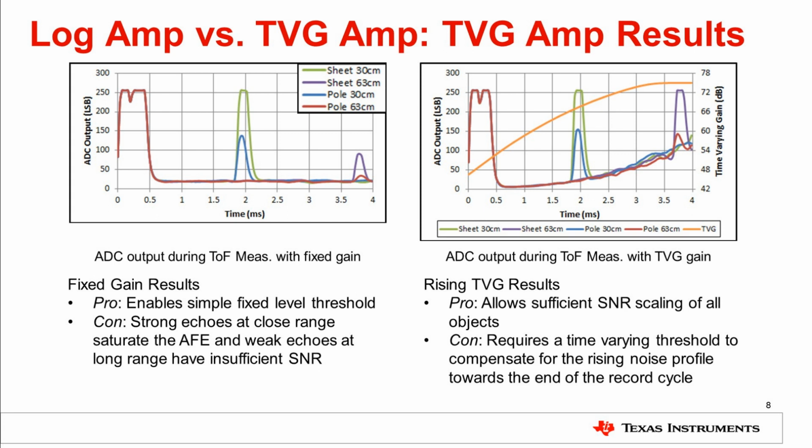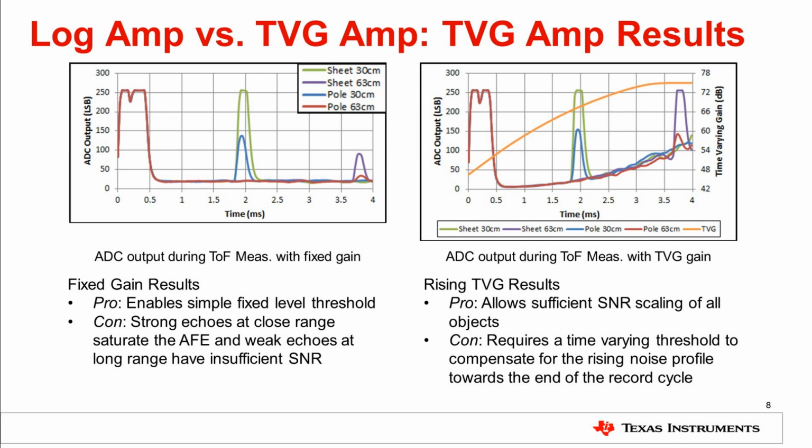Two problems are observed in this case. The sheet at 30 centimeters saturates the AFE, resulting in a loss of amplitude information, and the pole at 63 centimeters yields peak amplitude very close to the noise floor, preventing reliable detection since this will require setting a threshold too close to the noise floor that may result in false detections.